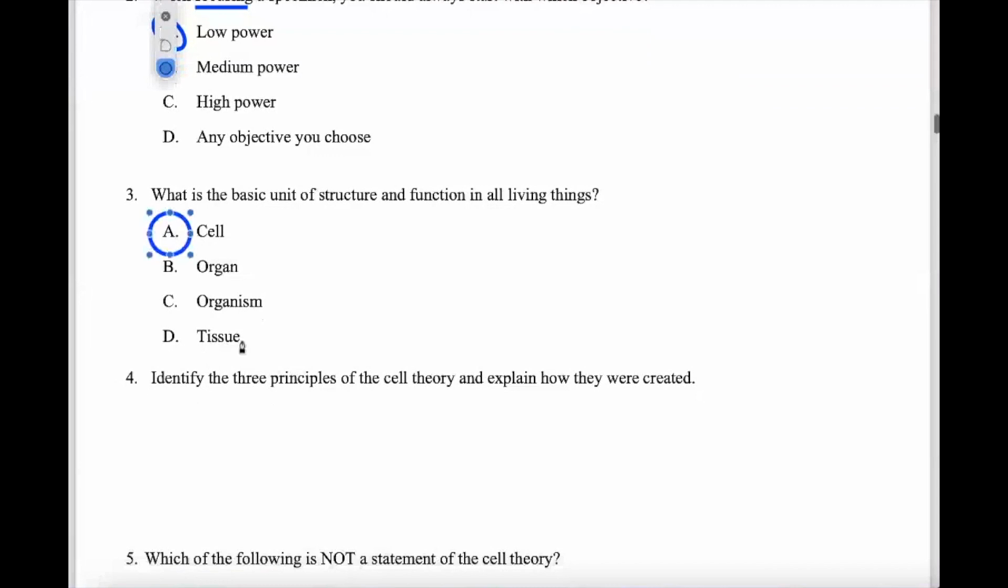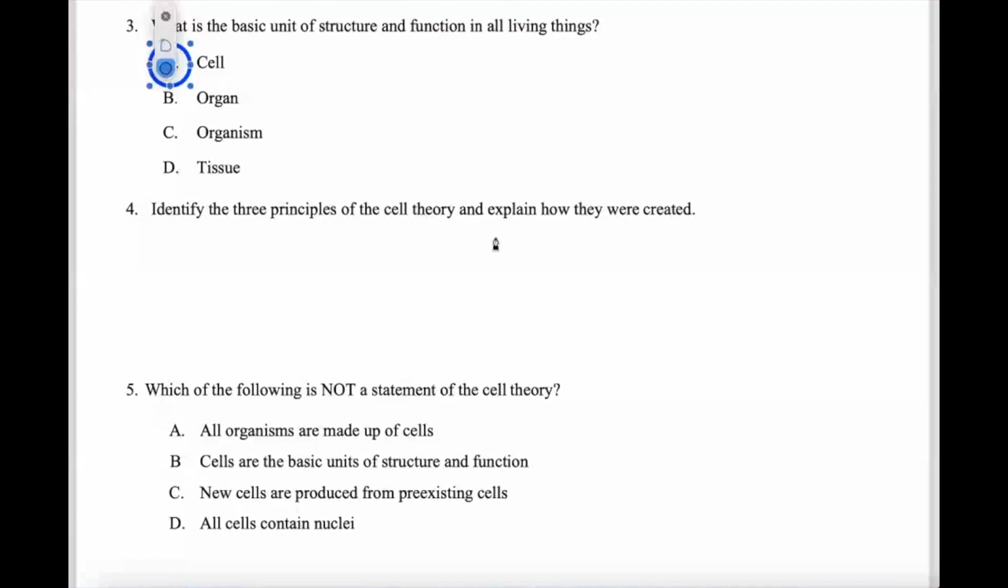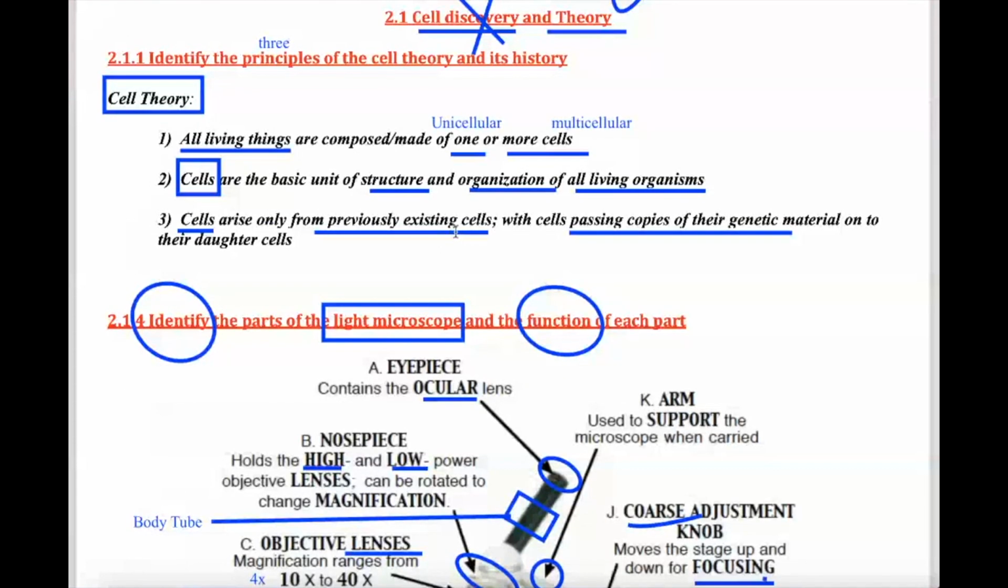Very good. Define the three principles of the cell theory. No need to explain how they were created; only this part is needed. Yes, anyone, please. The cell is the basic unit of life. All living things have cells. All organisms consist of cells. The third one: all new cells arise only from previously existing cells. Very good.